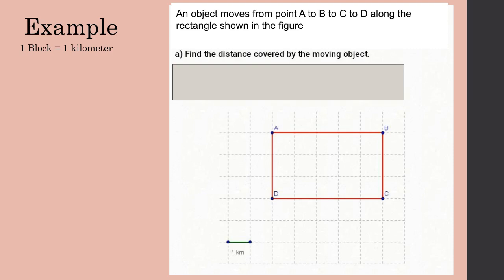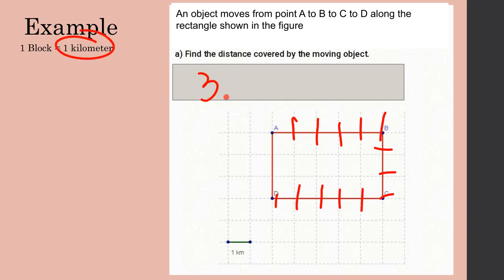So an object moves from A to B to C to D along the rectangular path shown. Find the distance covered. Okay, so let's do that. A, 1, 2, 3, 4, 5, 6, 7, 8, 9, 10, 11, 12, 13. So it's 13 kilometers.